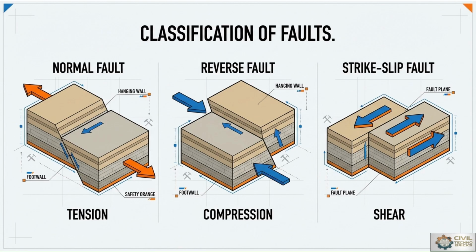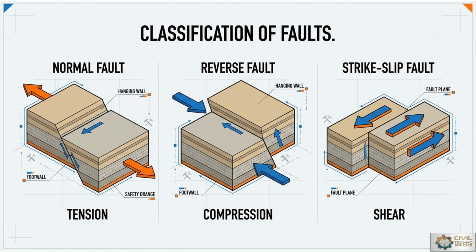What is meant by the classification of faults? Three faults: normal fault, reverse fault, strike-slip fault. A normal fault occurs due to tension, a reverse fault occurs due to compression, and a strike-slip fault is due to shear. In the normal fault diagram, the hanging wall moves downward and the footwall upward, and both walls are stretching in opposite directions, away from each other. In a reverse fault, there is compression, so the forces act inwards, where the hanging wall moves upward relative to the footwall. That is a reverse fault.